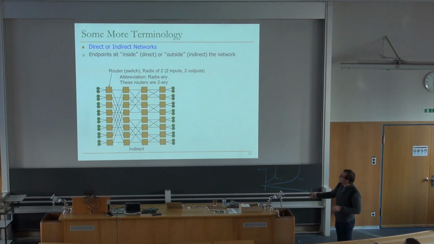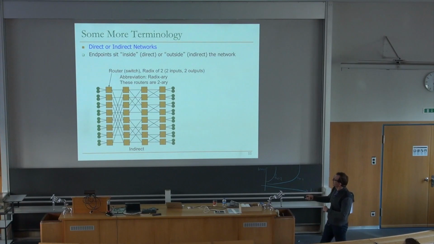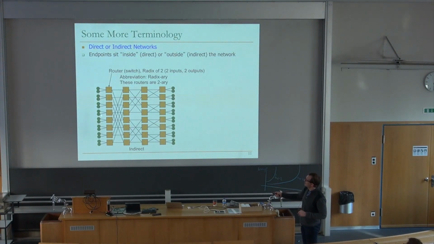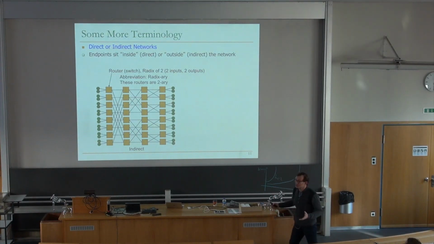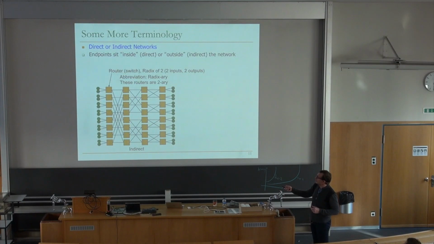And endpoints, the things that are communicating, sit outside the network. And the network consists of essentially these switches. These are the switches that you have over here. They are there just to route messages. They're not endpoints, meaning that they're not the receivers of any message. They're basically the transmitters. They just convey the message.